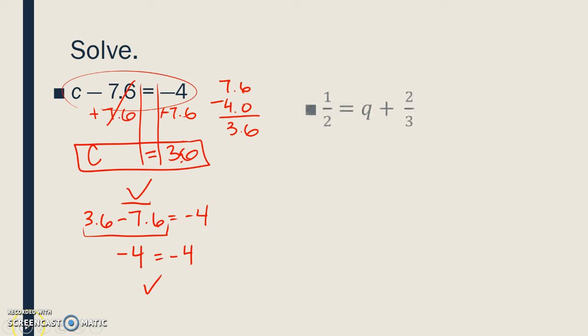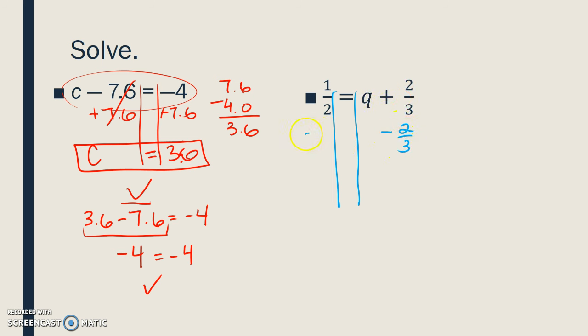So our second question here is also addition and subtraction, but we're dealing with fractions, which is always good practice. So we have 1/2 equals q plus 2/3. Since addition is happening in the original problem, we're going to use subtraction. So we're going to subtract 2/3 from both sides. We're left with just q, and bring down your equal sign. So we're doing 1/2 minus 2/3.